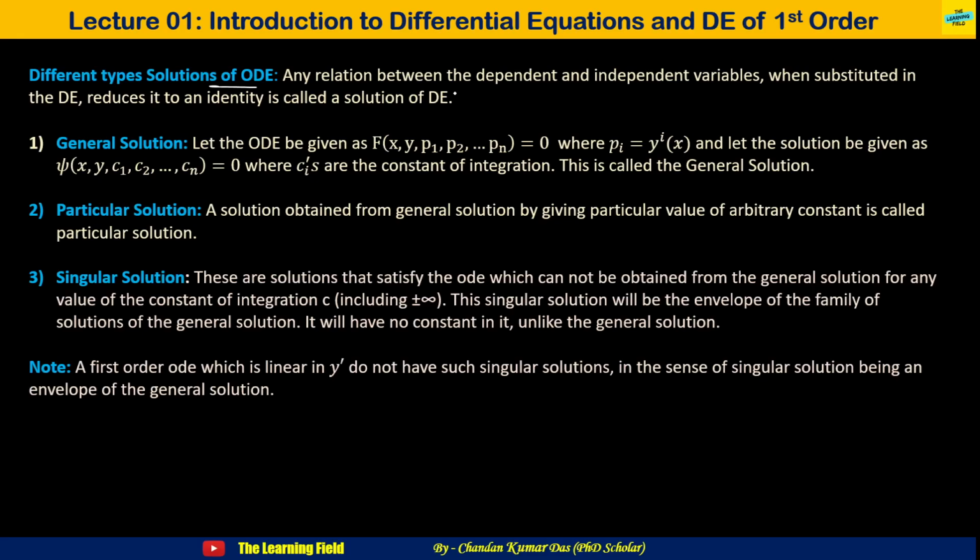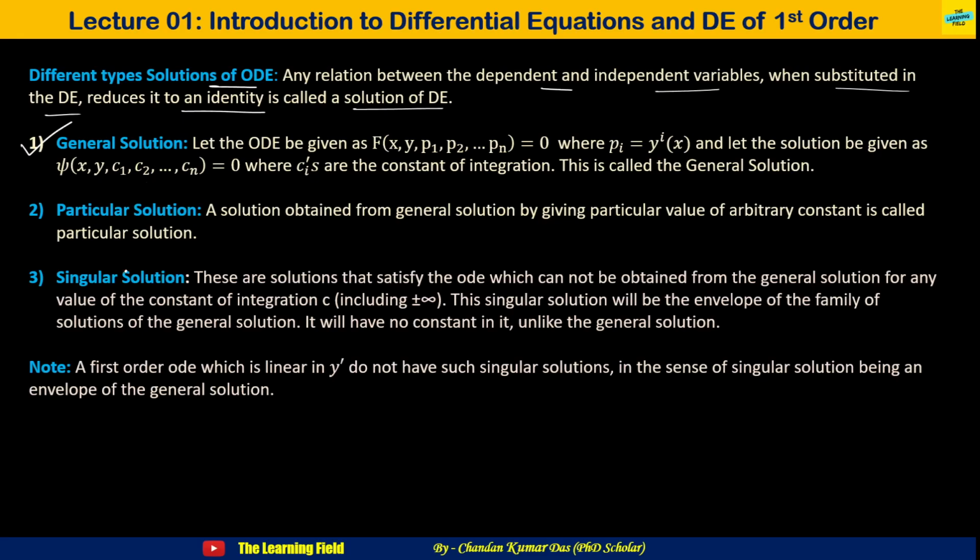Now here are the different types of solutions of an ordinary differential equation. Any relation between the dependent and independent variable, when substituted in the differential equation, that reduces it to an identity is called a solution of the differential equation. I think this is very basic and you all know that. Now there are mainly three types of solutions of an ordinary differential equation.